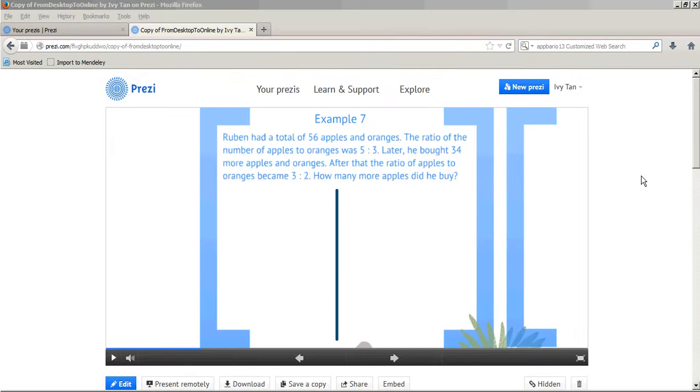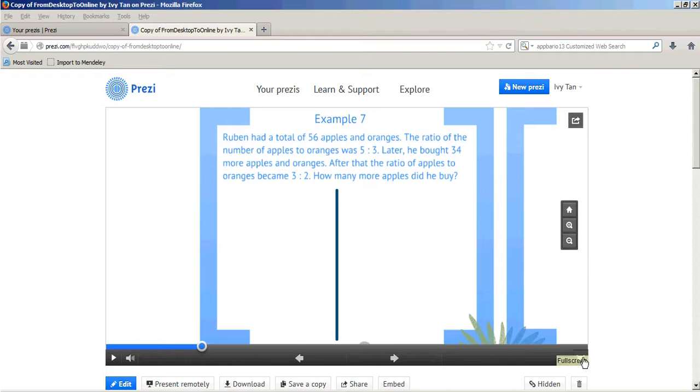In this session, I am going to solve a ratio and proportion word problem. In the Singapore Mathematics curriculum, this problem fits into Primary 6 level or grade 6.